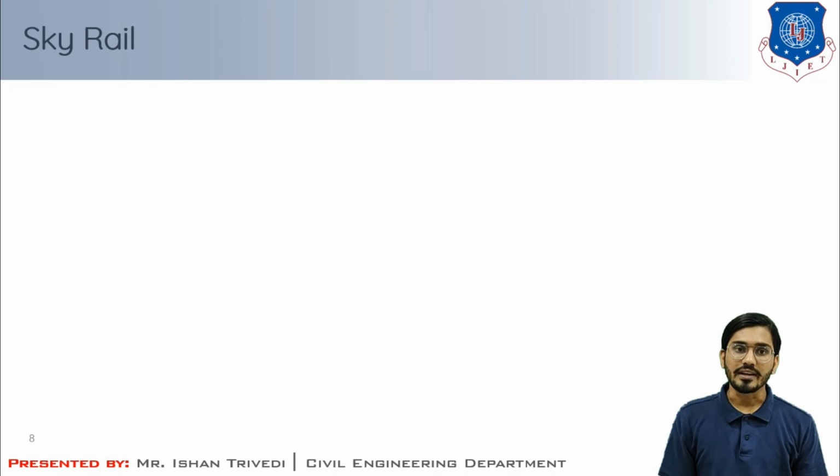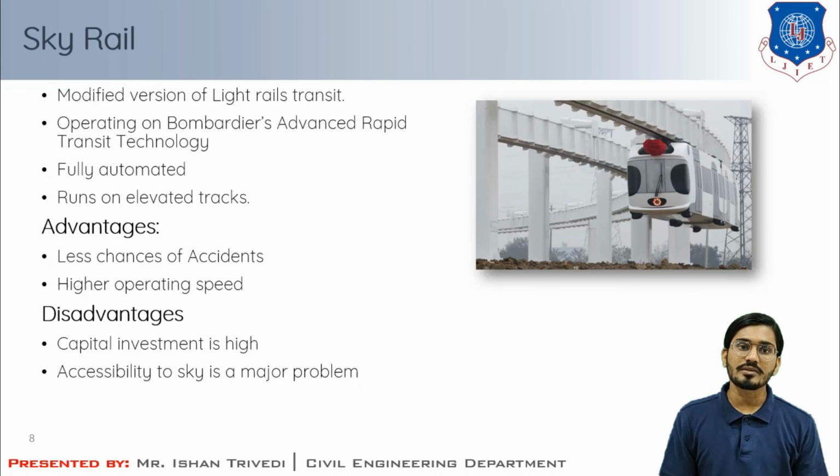Last is Skyrail. Skyrail is a modified version of the light rail transit system. It is a two-line urban mass transit system operating on Bombardier Advanced Rapid Transit technology. It is a fully automated train running mainly on elevated tracks, but sometimes it may be the suspended type also. Here you can see the suspended type of Skyrail.